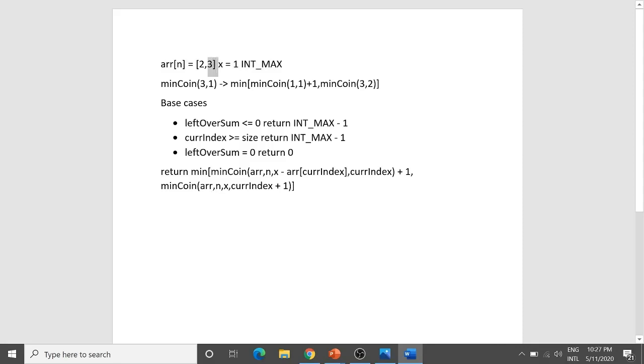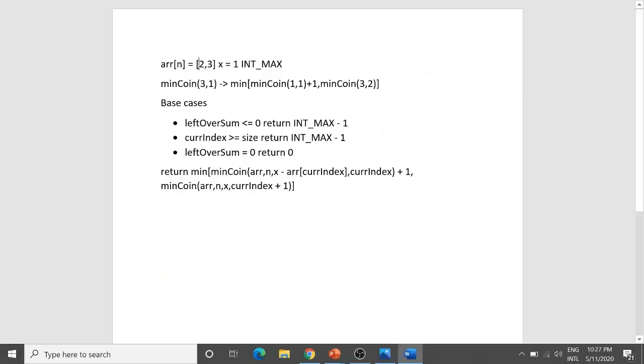Again, can you ever make 1 out of these denominations? No, because what is the least amount you can make out of 2 and 3? It is 2, a single coin of 2. So can you ever make 1 out of it? No. So this int max states the same thing, that even if you have an infinite supply of these denominations, you still cannot make 1 out of it. Hence I would be returning int max over here.